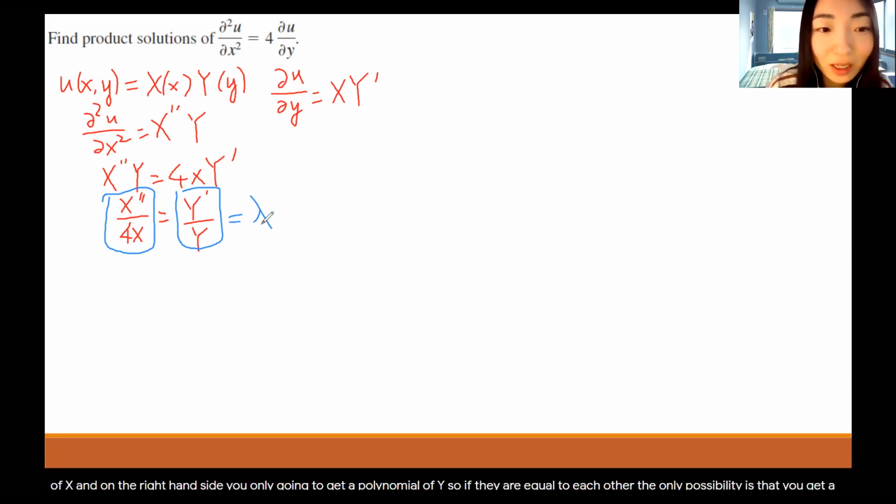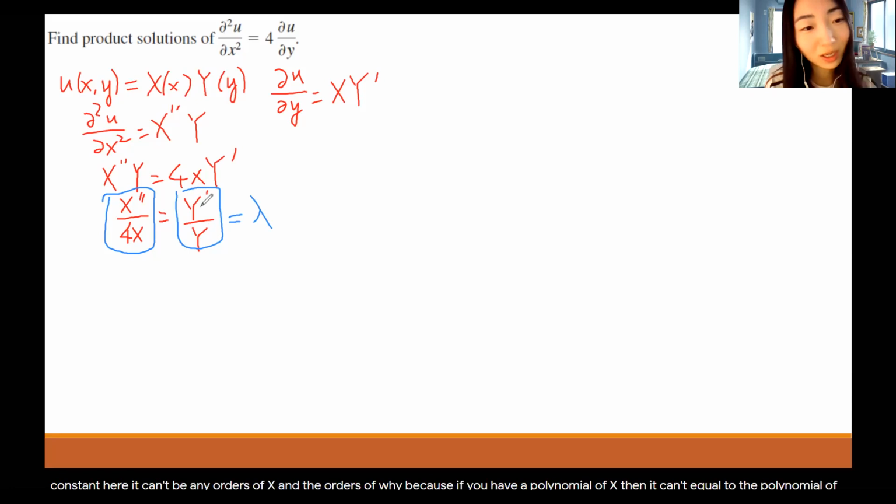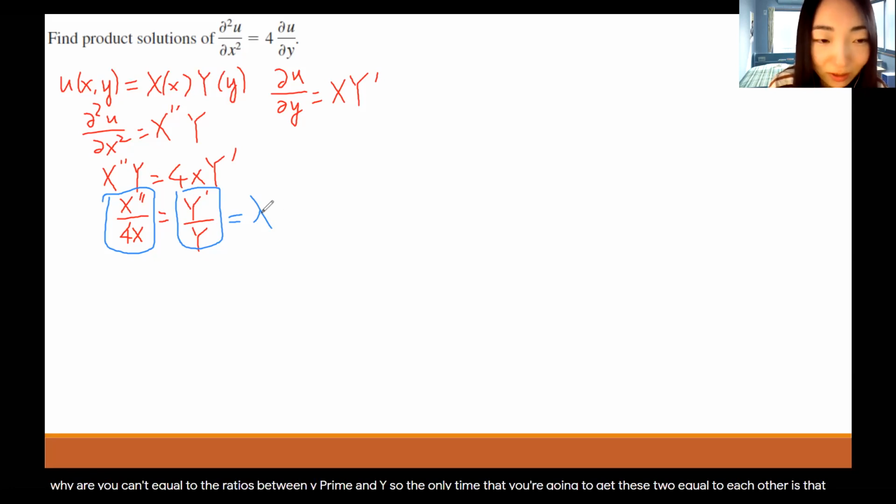It can't be any orders of x or any orders of y, because a polynomial of x can't equal a polynomial of y. So the only time these two are equal to each other is when you have a constant here. We'll call this constant lambda, and there are 3 possibilities.